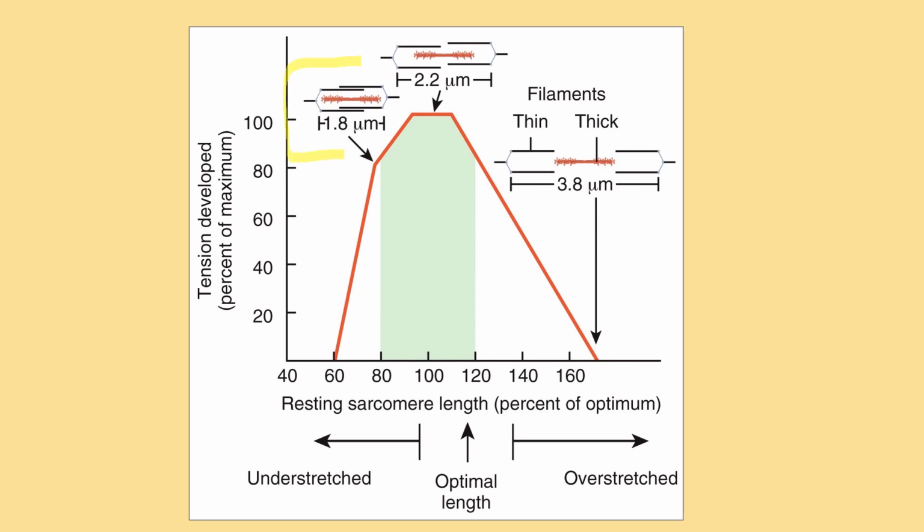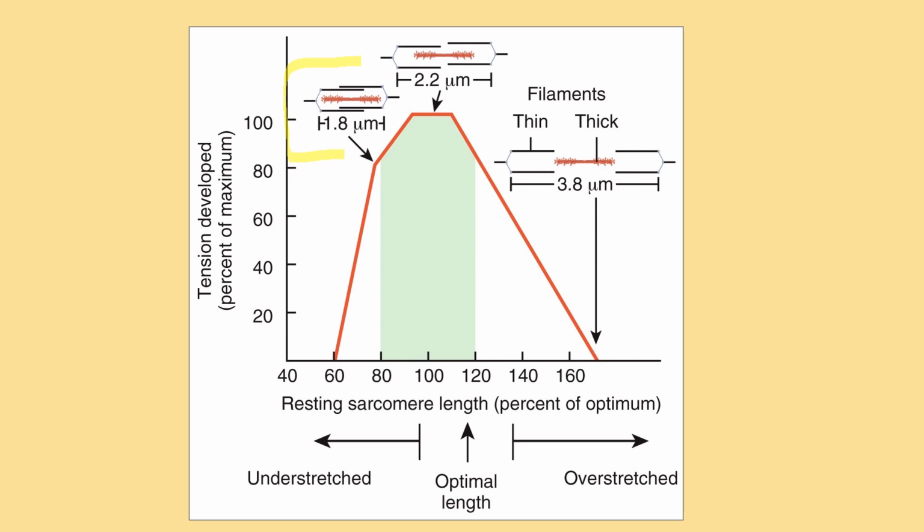This is the length of the sarcomere at the onset or the beginning of muscle contraction. So this sarcomere is clearly already shortened, right? There is no H zone. The thin filaments are overlapping each other. So this sarcomere is partially shortened already. And then a muscle action potential occurs, and then the contraction cycle begins.